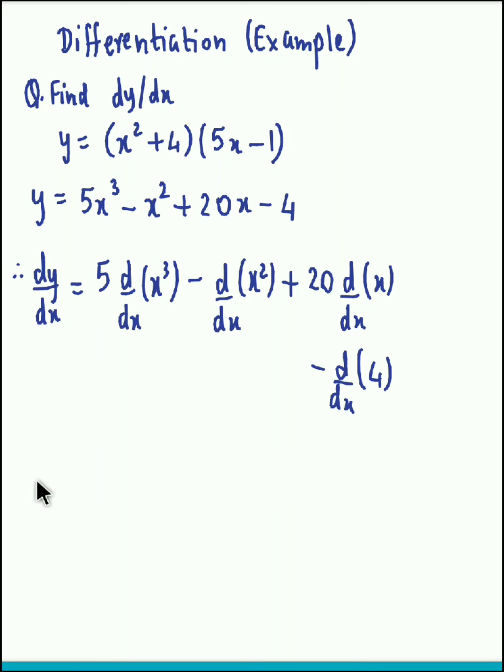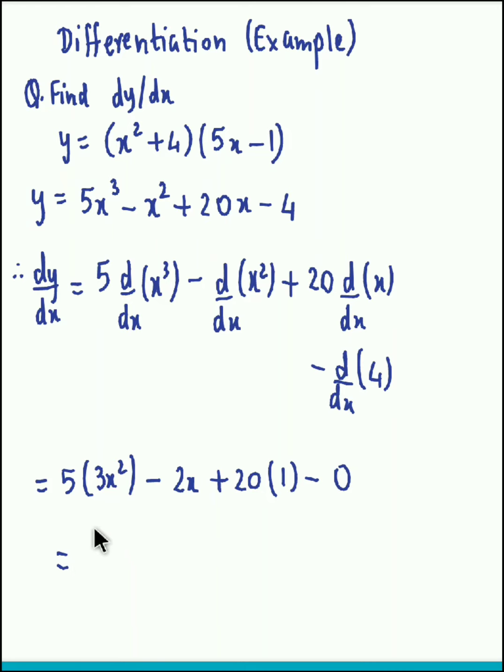Now when we take the derivative of each of the functions, we get 5 times, now derivative of x cube is 3x square, minus derivative of x square is 2x, plus 20 times derivative of x is 1, minus derivative of constant function is 0.